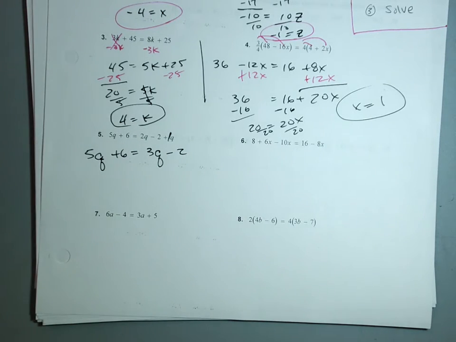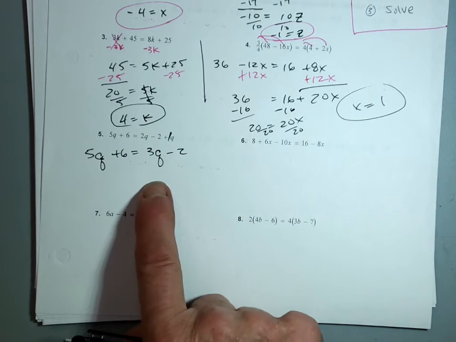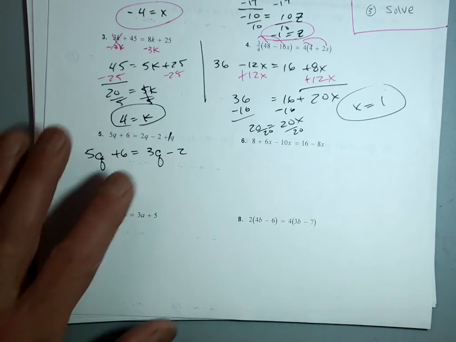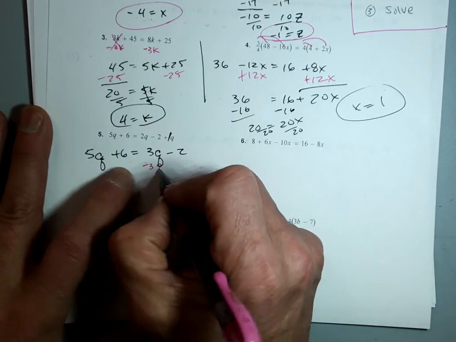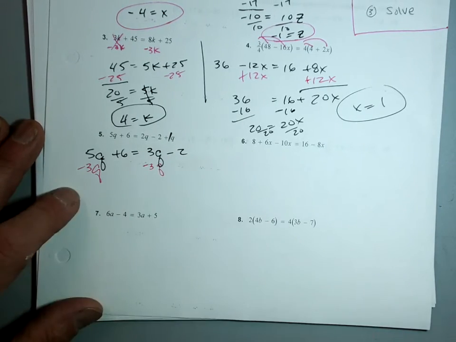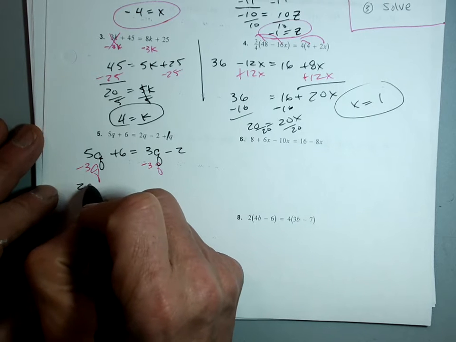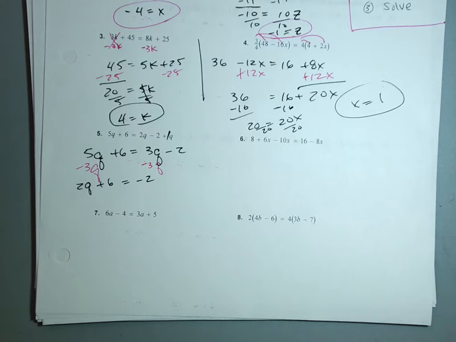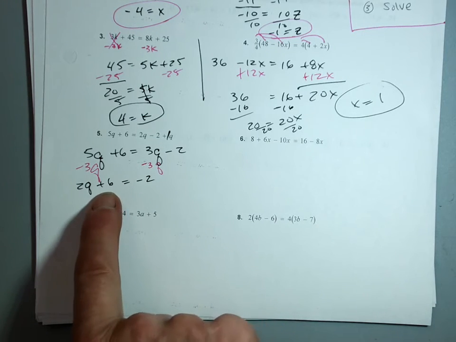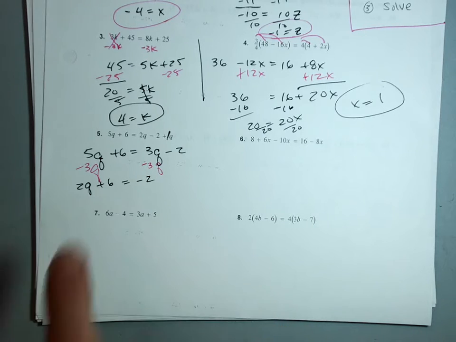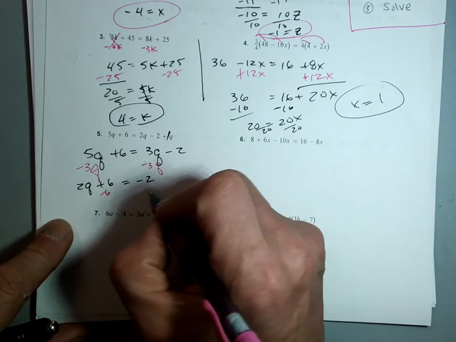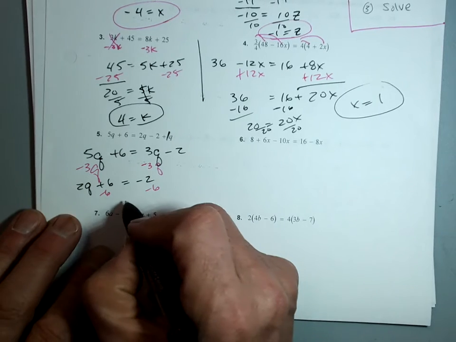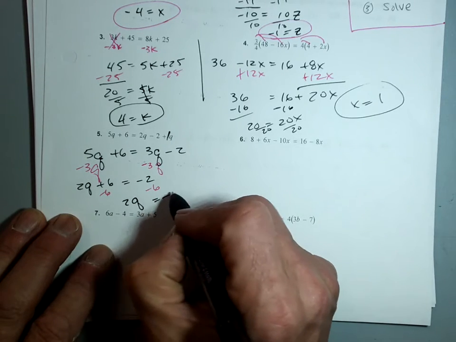Okay, now, I would get rid of the 3Q. It's smaller. That way I eliminate negative values, okay? So I'm going to get rid of the smallest q, minus 3Q, and I get a positive 2Q, which is much nicer, plus 6 equals negative 2, right? I'm going to get rid of the 6, so I'm going to go minus 6 on both sides. I'll get 2q equals negative 8.